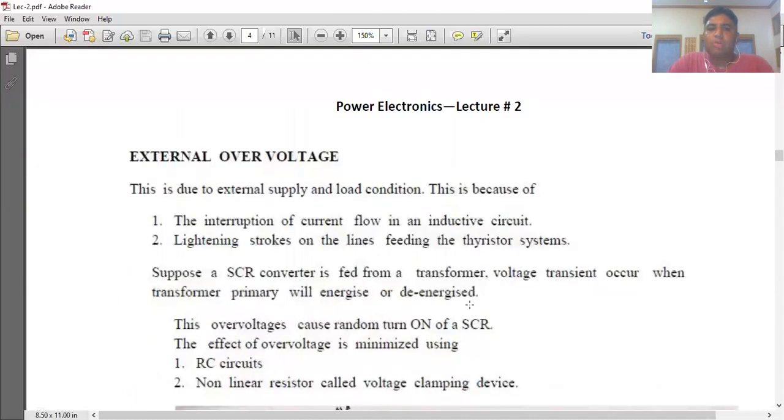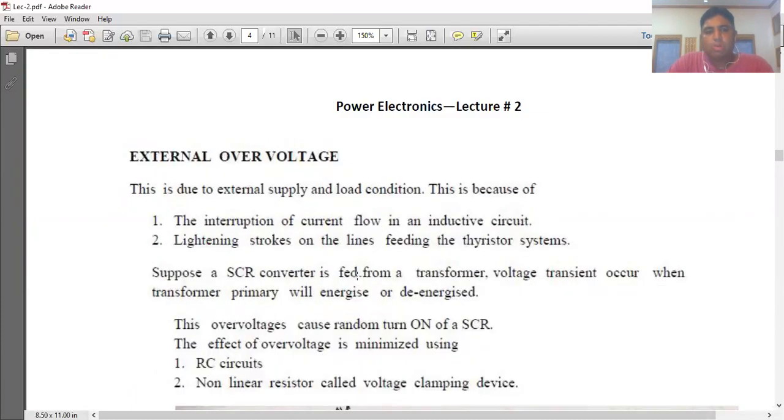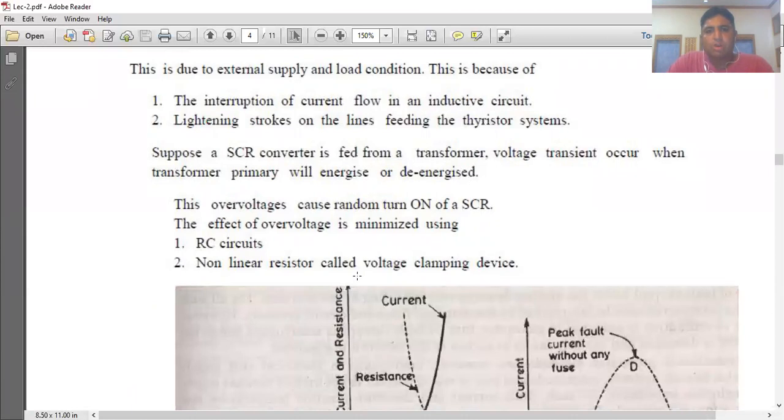So external over voltage, what is external over voltage? There are some external elements involved in external over voltage. This is due to external supply and load condition, other than its internal mechanism. This is because of interruption of current flow in an inductive circuit or lightning strikes on the lines feeding the thyristor system. So a thyristor has to be protected for external voltage.